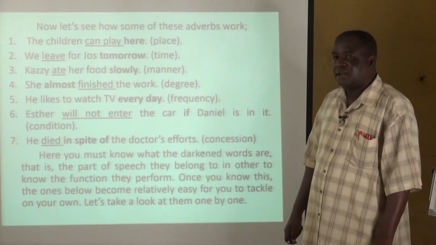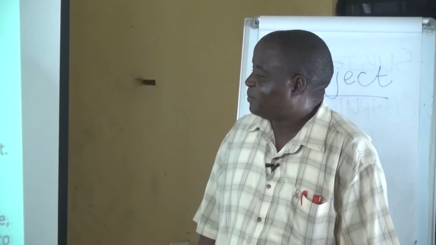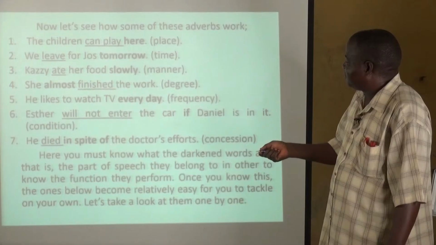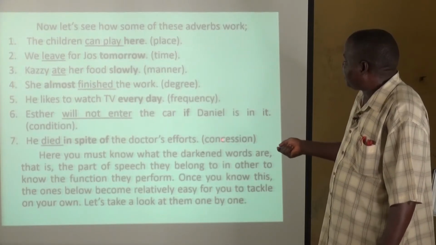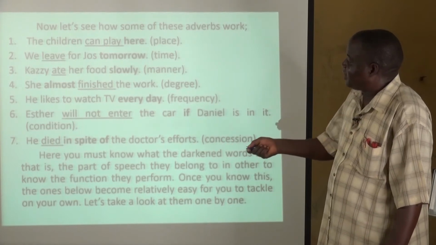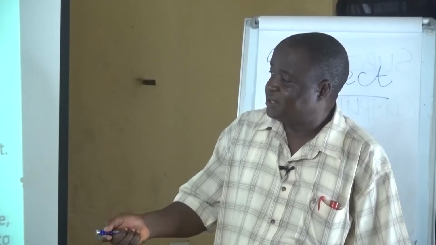Number seven, he died in spite of the doctor's efforts. Our adverb there is in spite of. It is the adverb of concession. It modifies the verb died. Look at it there, died.